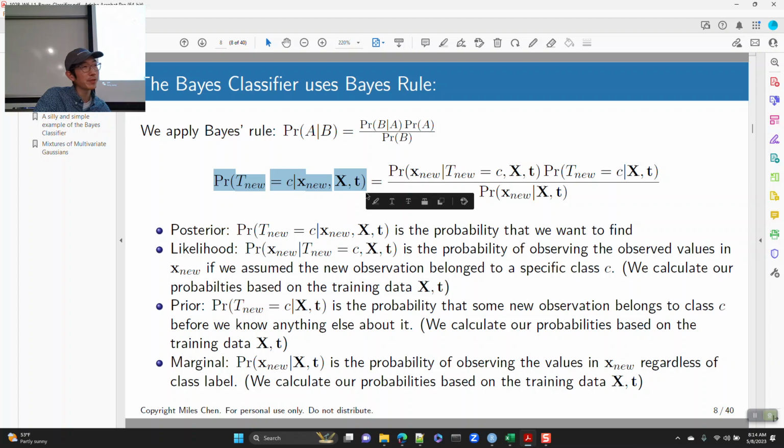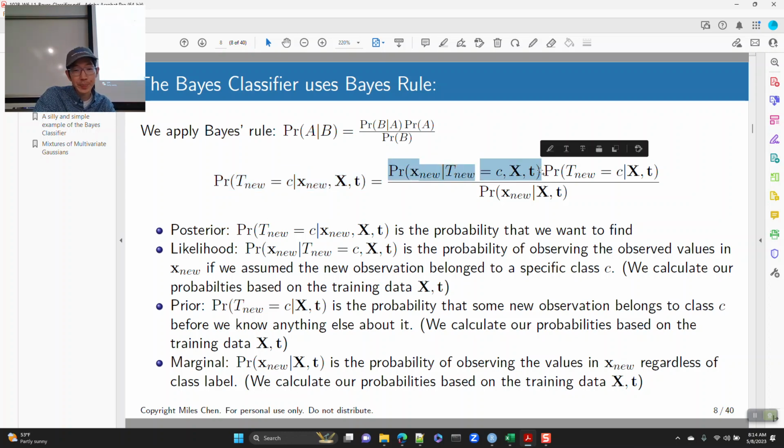The part that we're trying to figure out, this is our posterior. That's the probability we want to find. It's the probability that we belong to class C. Is there an 80% chance we're in class C, or is it a 2% chance we're in class C? This part over here is the likelihood. It's the probability of getting the values that we have in X if we assumed it belonged to class C. So what is the probability that someone is over 6 feet tall if they are a man versus the probability that someone's over 6 feet tall if they are a woman? Those probabilities are different, right?